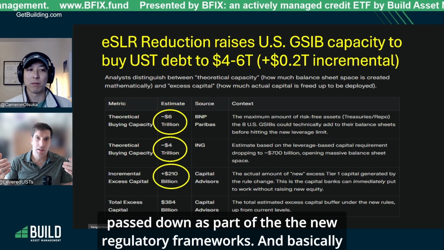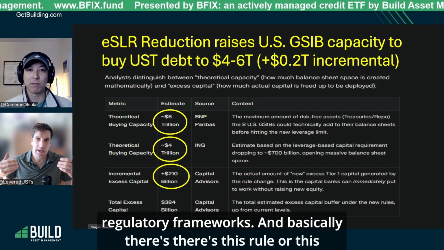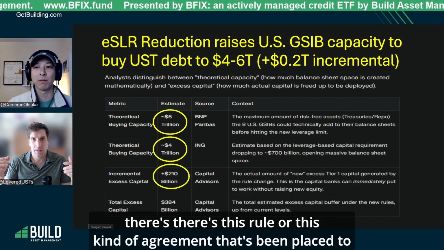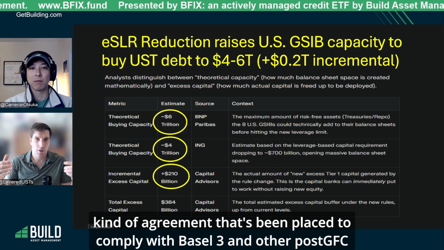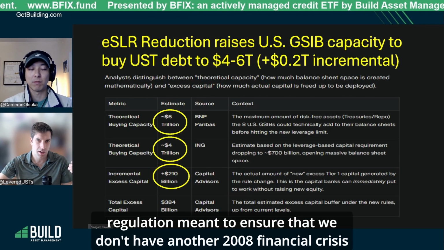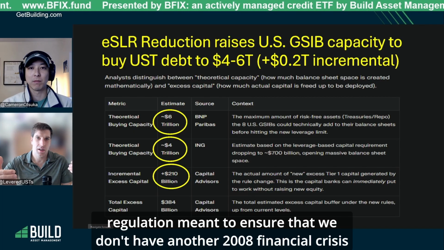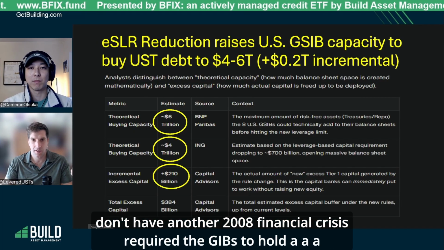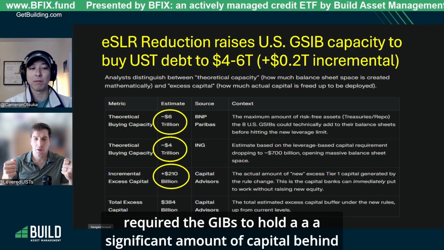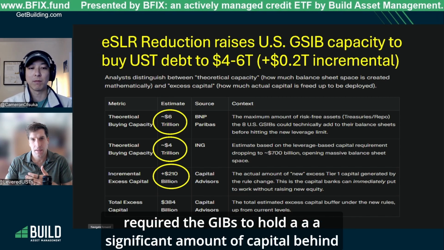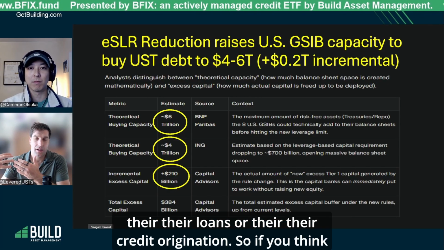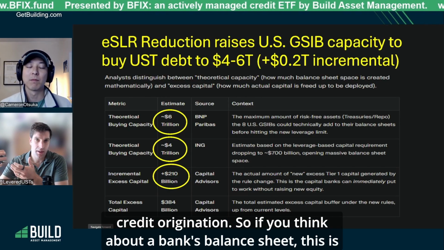The GSIB rules were basically passed down as part of the new regulatory frameworks, and there's this agreement that's been put in place to comply with Basel III and other post-GFC regulation, meant to ensure that we don't have another 2008 financial crisis. It required the GSIBs to hold a significant amount of capital behind their loans or their credit origination.